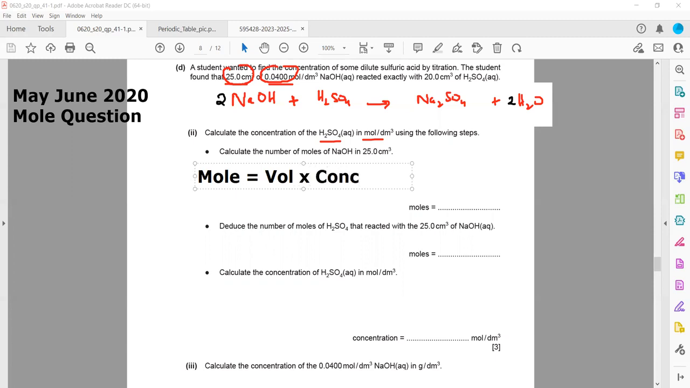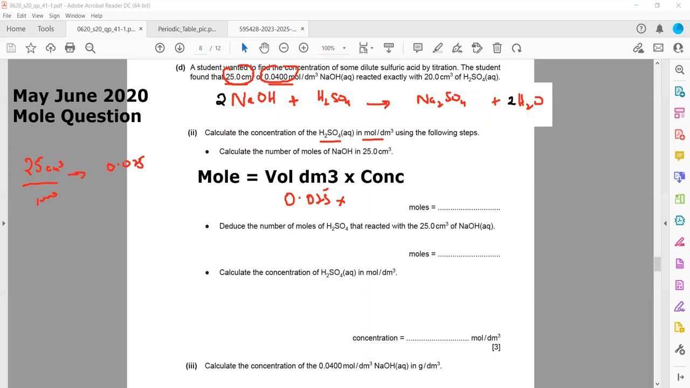But one more thing, whenever you're using a volume, it should always be in decimeter cube. It can be concentration into volume or volume into concentration, it does not make a difference. So 25 cm cube, I want to convert cm cube into decimeter cube. What do we do? Divide by 1000. So it will be in decimeter cube, which will be 0.025. So we have the volume 0.025 multiplied by the concentration.